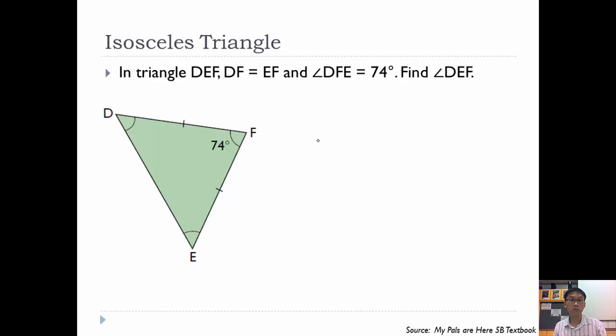So let's try this, or rather you will try this on your own. Take out your video worksheet, pause the video, work out the sums, and then move on to the last part where we will talk about the equilateral triangle.